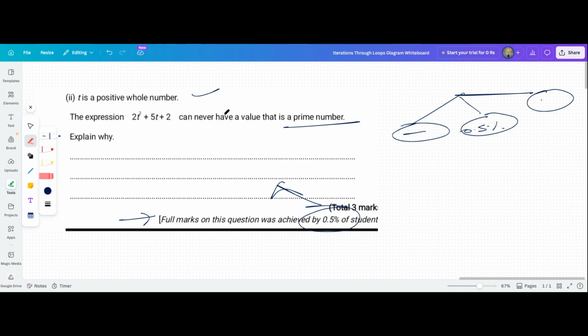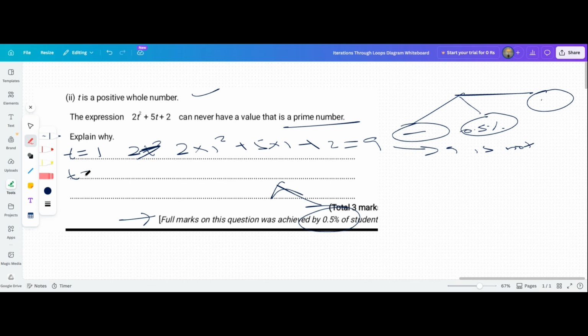What they did was, t is a positive whole number, so the minimum value t can have is 1. So instead of t they put 1: 2 into 1 squared plus 5 into 1 plus 2, that will be 2 plus 5 plus 2, 9. So they wrote, okay, 9 is not a prime number.